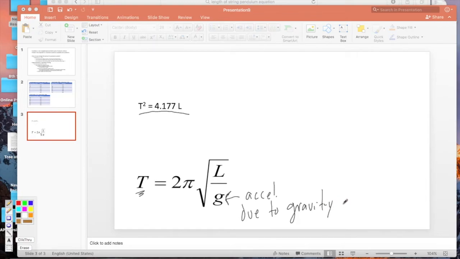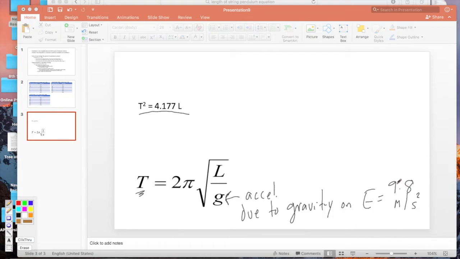Acceleration due to gravity on Earth. That's what little g is, and that number is 9.8 meters per second squared. So this is a standard value. This value does not change at the surface of the Earth, relatively speaking.